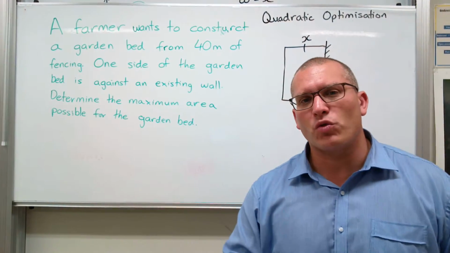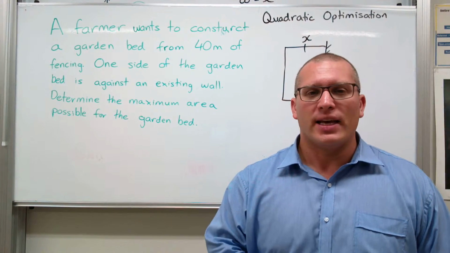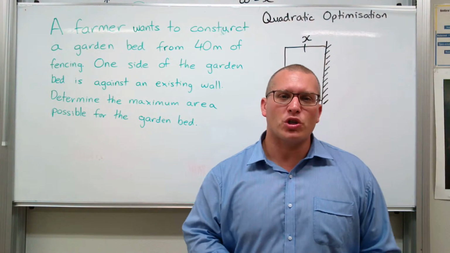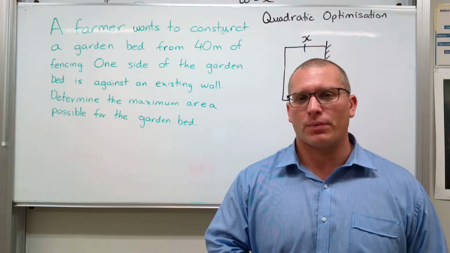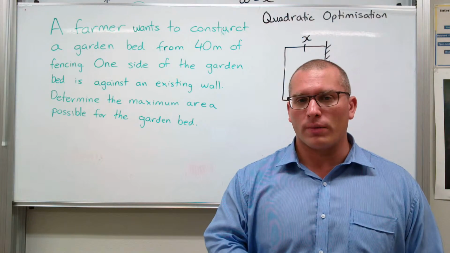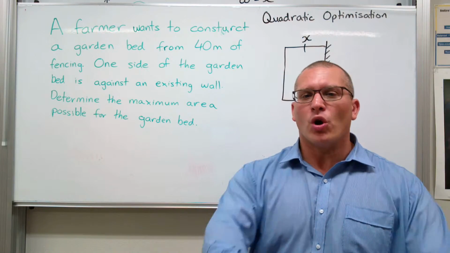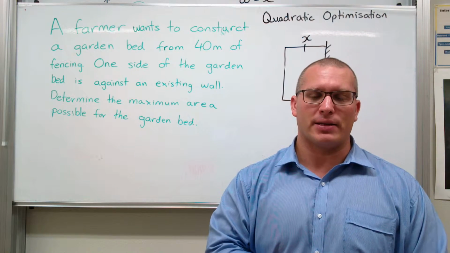Let's use this idea of quadratic optimization to solve this problem. It says a farmer wants to construct a garden bed from 40 meters of fencing. One side of the garden bed is an existing wall. We need to determine what is the maximum possible area we can make this garden bed.